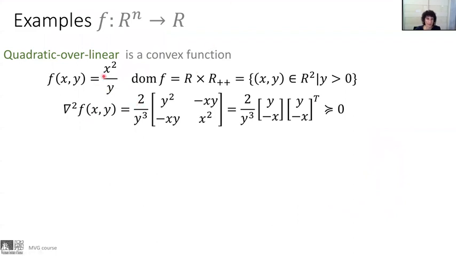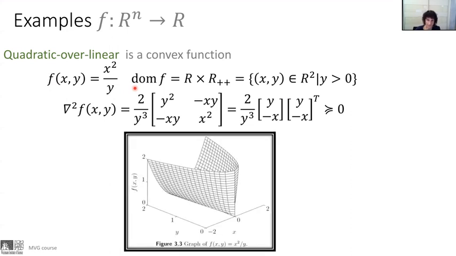Just another example. We have x squared over y, where the domain of f is R times the positive numbers. y could be only positive. Why is it convex? It's easy to show that if I take this function and calculate the Hessian, that's what I get. And since it can be decomposed into this matrix, we know that such a matrix is always PSD. Does everybody know that such a matrix is always PSD? Okay, so since the Hessian is a positive semi-definite matrix in the domain, we get immediately that this function is a convex function, and it looks like this. This is the graph of this function. This is x, this is y, and this is the graph of this function, quadratic over linear.